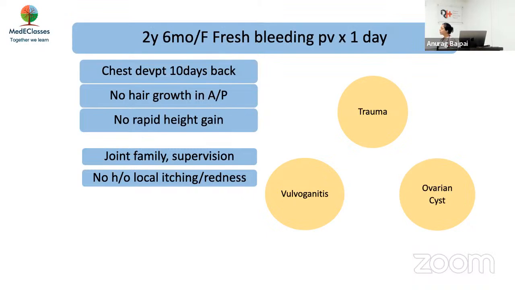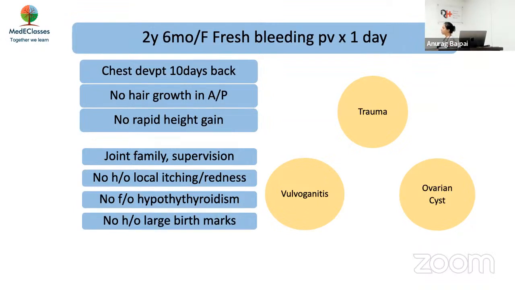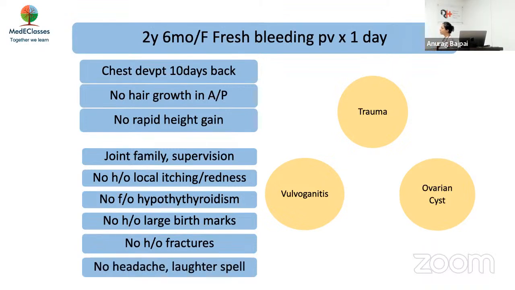There was no history of local itching or redness noticed by the parents. She had no history of lethargy, constipation, or any other feature suggestive of hypothyroidism. There were no large birthmarks noticed by the parents, and there was no history of fractures. Because the history was unreliable, we also tried to look for the central causes. The parents gave no history of headache or laughter spells in the child. That's a very important point.